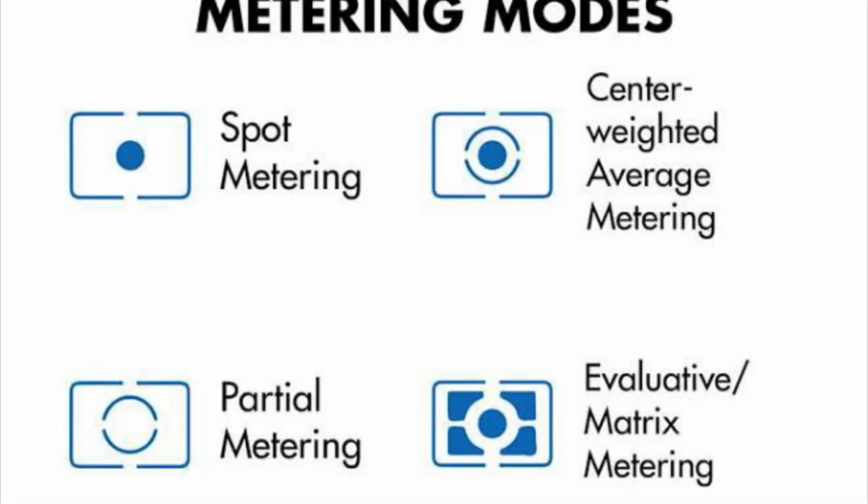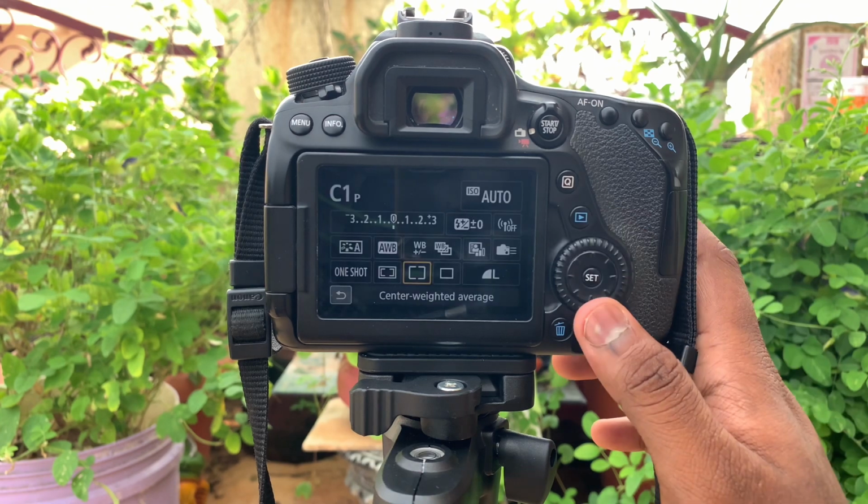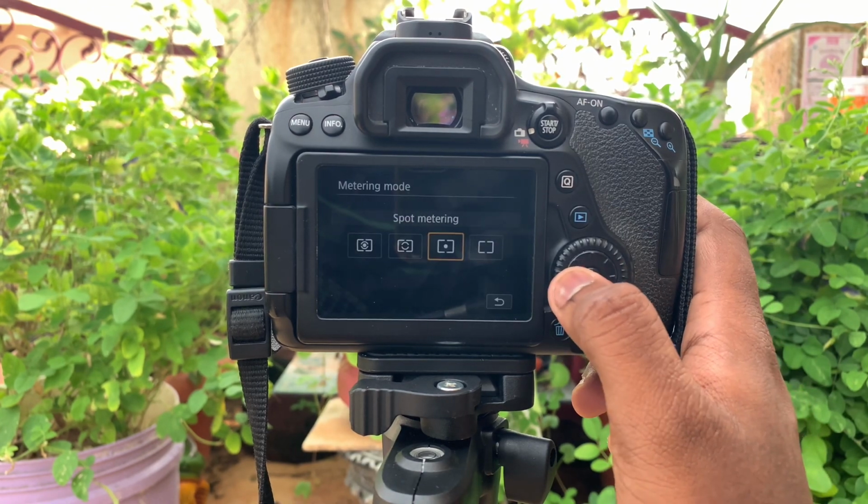So in this video I'll be showing you what is metering. We have four metering modes. First is spot metering, second is center weighted average metering, third is partial, and fourth is evaluative or matrix metering. So here we can see the four metering modes in the camera.